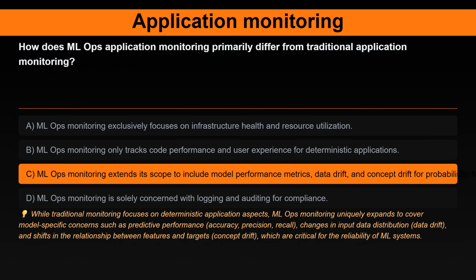The correct answer is MLOps monitoring extends its scope to include model performance metrics, data drift, and concept drift for probabilistic ML systems. Here's the explanation. While traditional monitoring focuses on deterministic application aspects, MLOps monitoring uniquely expands to cover model-specific concerns such as predictive performance, accuracy, precision, recall, changes in input data distribution, data drift, and shifts in the relationship between features and targets, concept drift, which are critical for the reliability of ML systems.